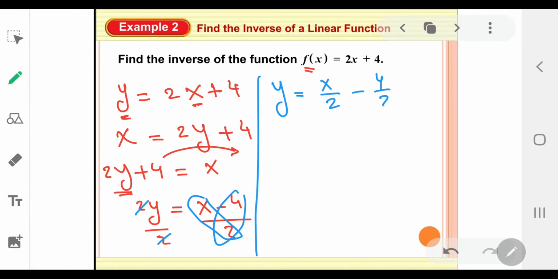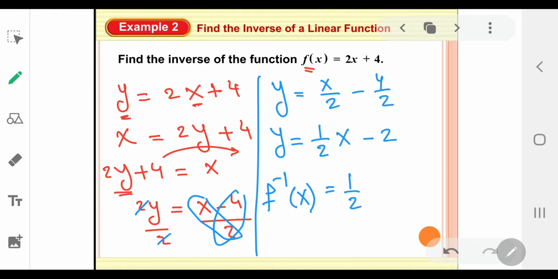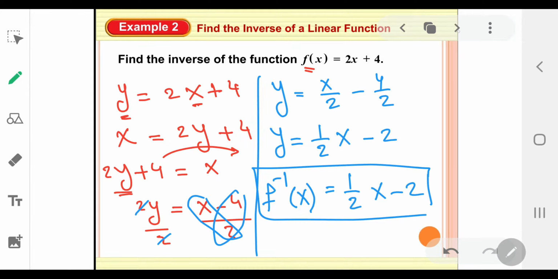minus 4 over 2. This can be written as half x. You must know for sure that x over 2 is equivalent to half x. Minus 4 over 2, it is negative 2. As for the last step, use the inverse notation, inverse of x. F inverse of x is half x minus 2. And this would be the inverse of the given function.